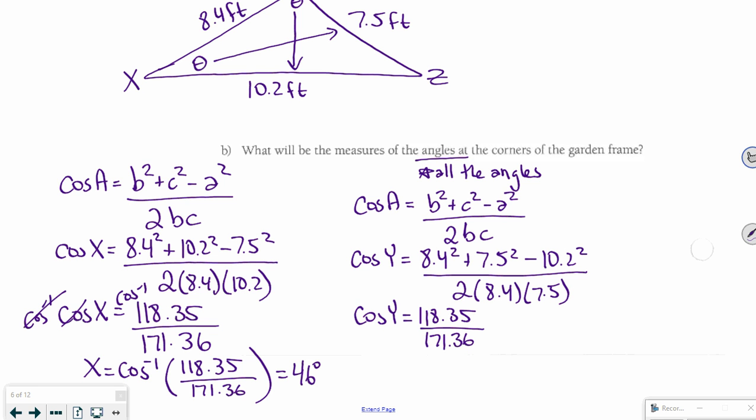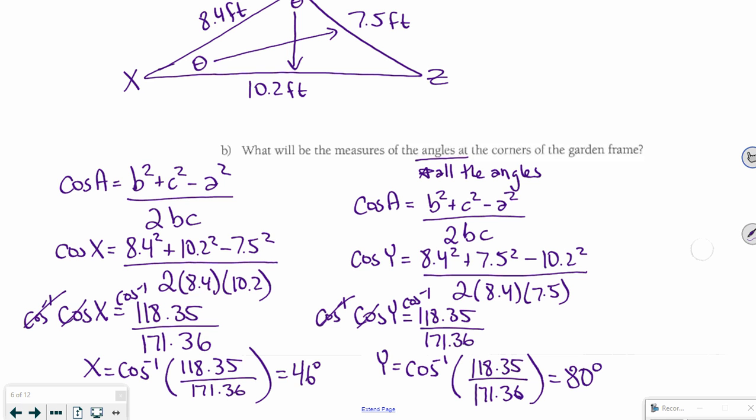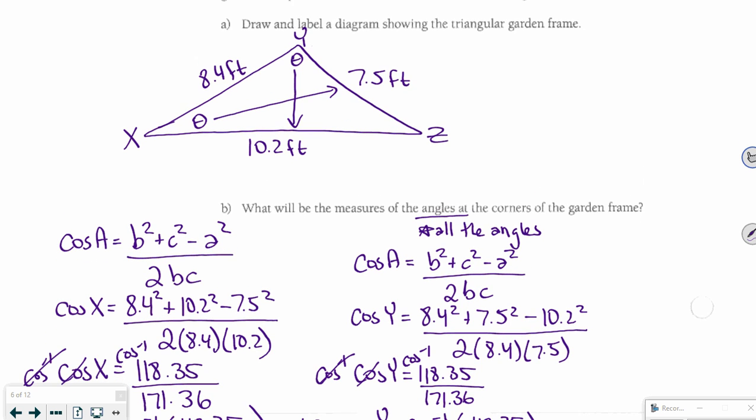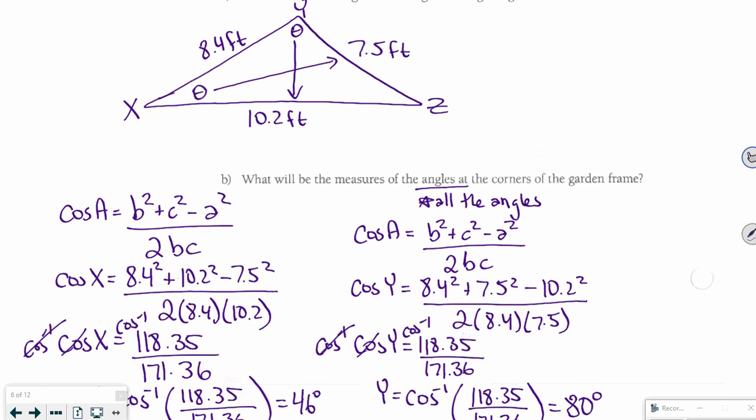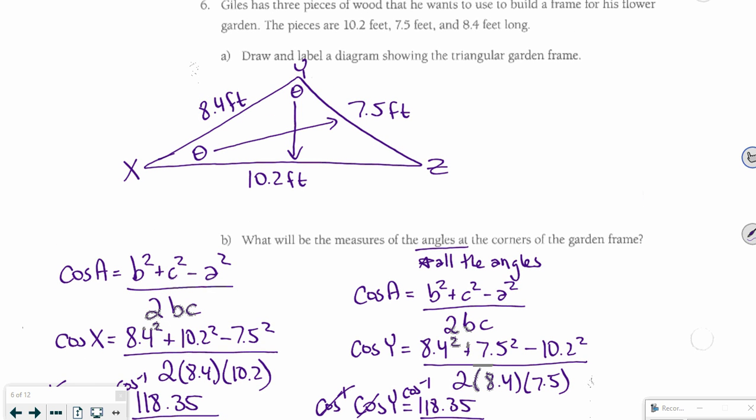I'm going to take the inverse cos on both sides in order to get Y equals inverse cos of 118.35 divided by 171.36. When I put that in my calculator and I divide, I end up with angle Y equals 80 degrees. Okay, I'm just going to fill those in my diagram. So I've got my 80 degrees and my 46 degrees. So this right here is 46 degrees.